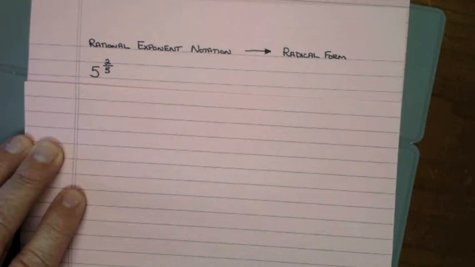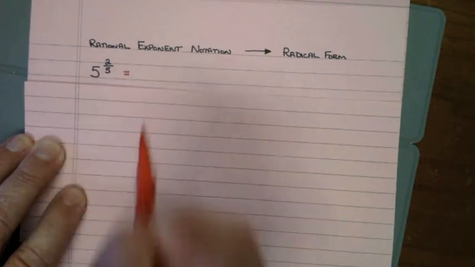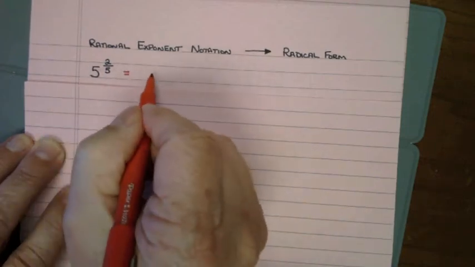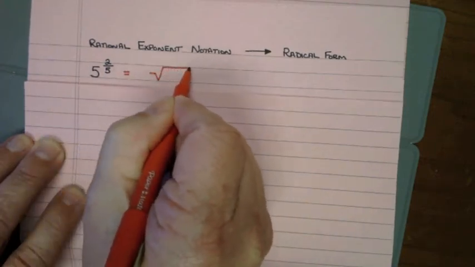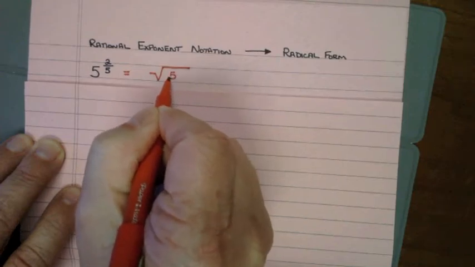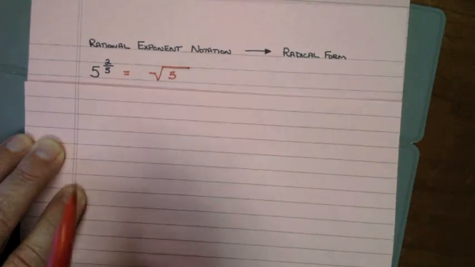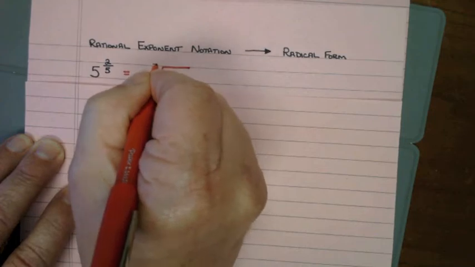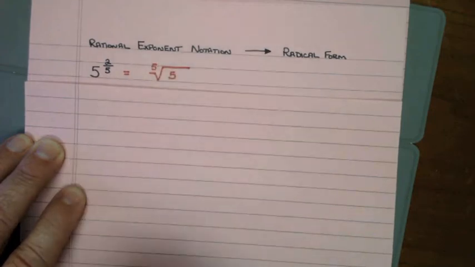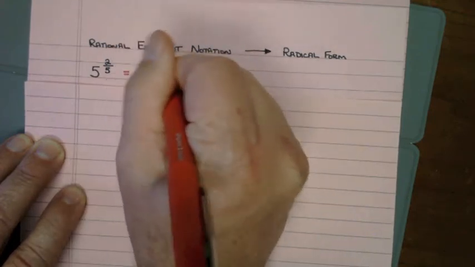On these problems, we're going to change them from rational exponent notation to radical form. My radicand is my big number, so I make a radical symbol. I put 5 up under it. This is my index. I put that right there. And my exponent goes right here.